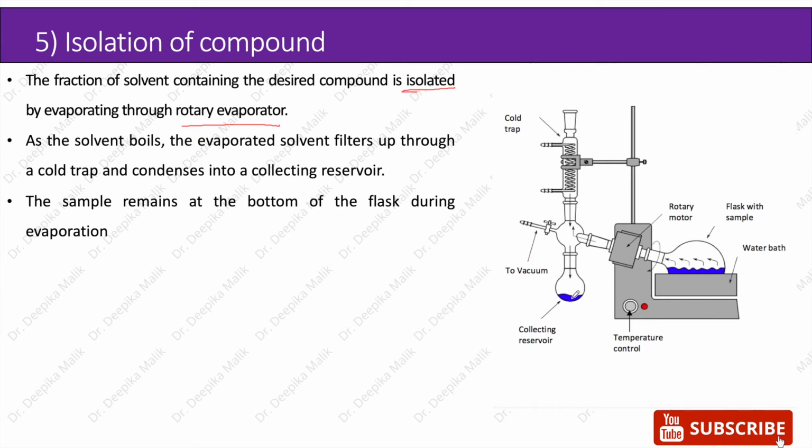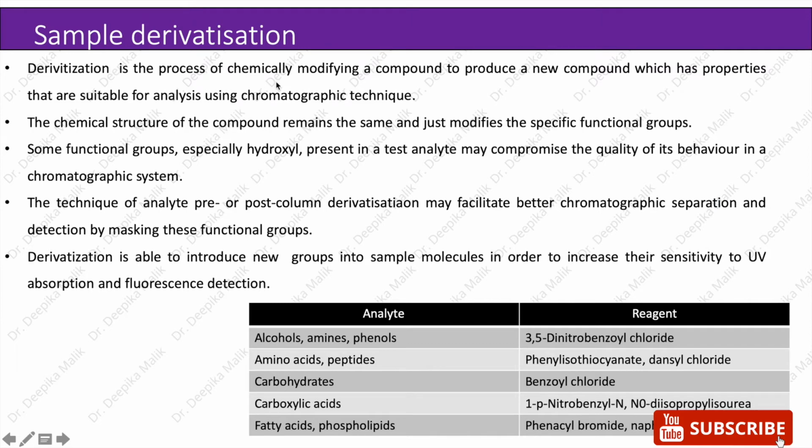Now let us see what is sample derivatisation. Derivatisation is the process of chemically modifying a compound to produce a new compound which has properties that are suitable for analysis using chromatographic techniques. The chemical structure of the compound remains the same and it just modifies the specific functional groups.